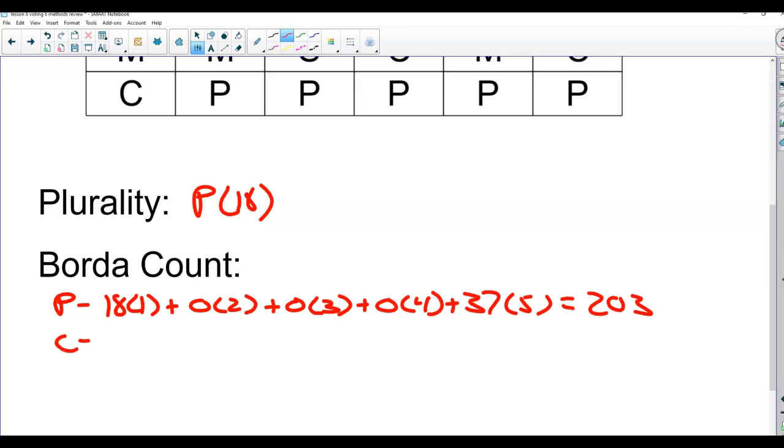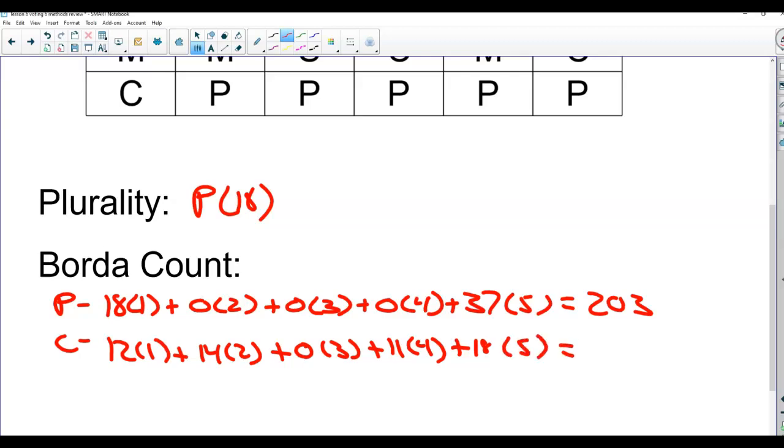For C, C has 12 first place votes. C is in second place in the 10 and the 4 columns. So C has 14 second place votes. C never comes in third place. C comes in 4th place in the 4th and the 6th column. So that's 11 4th place votes. And then it has 18 5th place votes. When you multiply and add that together, you get 174.